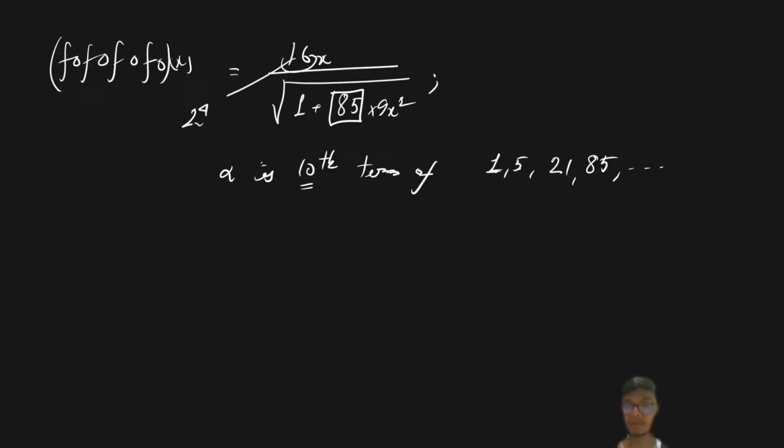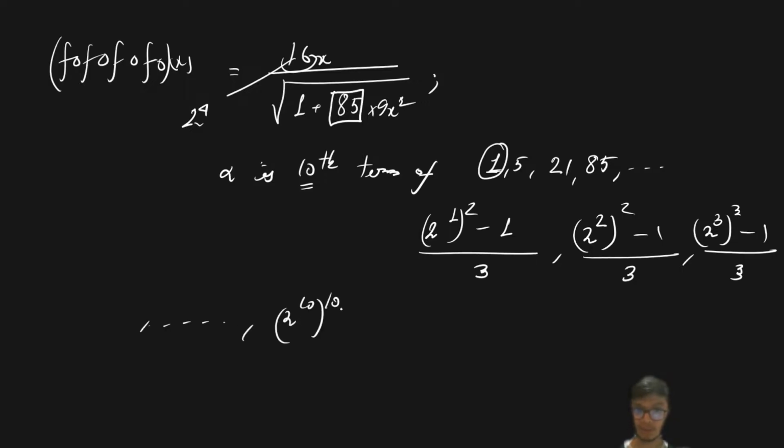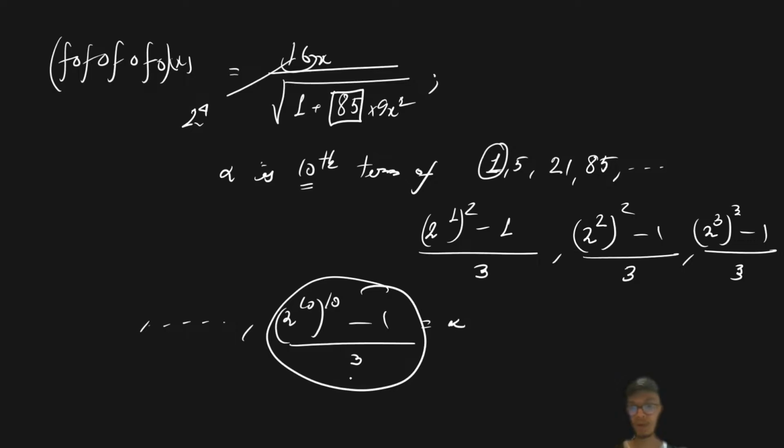So what I will suggest is that if you are creative enough to understand this one, I can write 1 as 2 to the power 1 whole square minus 1 by 3. Then 5 I can write as 2 to the power 2 whole to the power 2 minus 1 upon 3, right? Similarly 21 I can write as 2 to the power 3 whole to the power 3 minus 1 upon 3. So on I can go, and therefore the 10th term will be 2 to the power 10 whole to the power 10 minus 1 upon 3, right? So this is going to be your alpha.